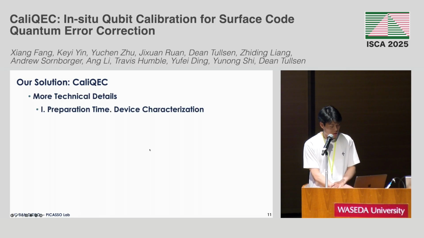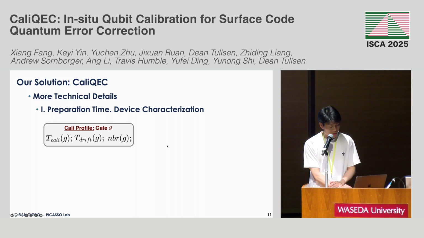This framework consists of three stages. In the first stage, preparation time, we characterize the device, meaning that for each gate that will potentially be calibrated during the long-time computation, we generate a calibration profile for it, specifying the calibration duration and the drift rate, which relates to the frequency of the calibration, and the neighboring qubits that will be affected by the calibration of gate G. These neighboring qubits will also be isolated during calibration, along with the qubits involved in the gate G. This can ensure that the calibration will not affect the rest of the system.